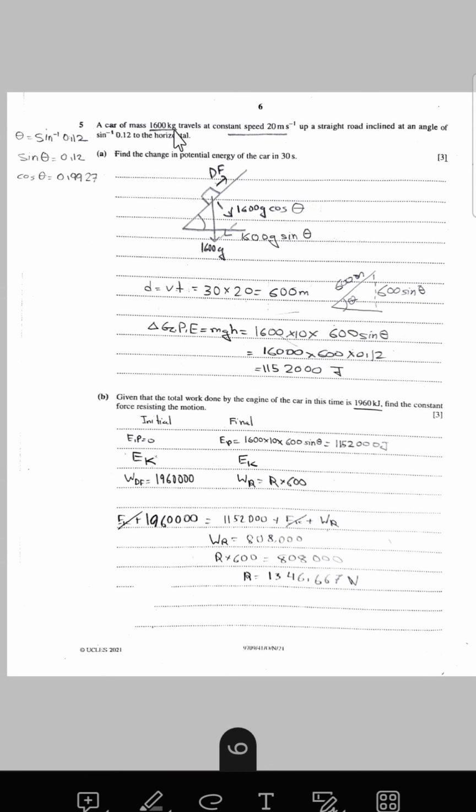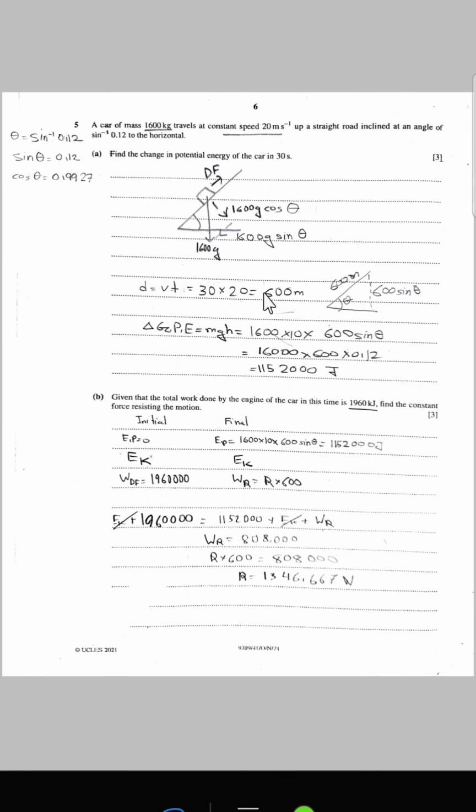Question 5. A car of mass 1600 kg is driving with a constant speed of 20 meters per second. As it mentions the constant speed, that means the driving force is equal to the resistive force. It moves up the plane, inclined at an angle of sin inverse of 0.12 to the horizontal, that is, theta is equal to sin inverse of 0.12. That means sin theta is equal to 0.12, and we can calculate the value of cos theta from sin theta.